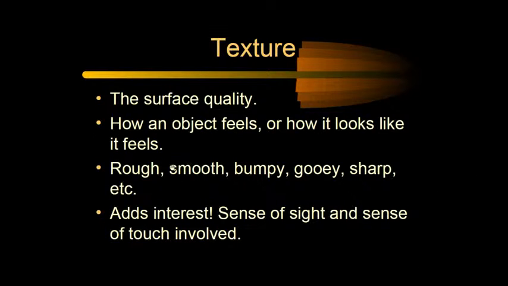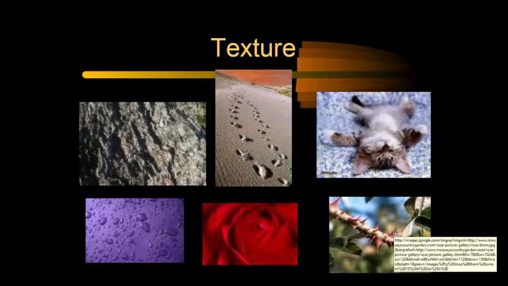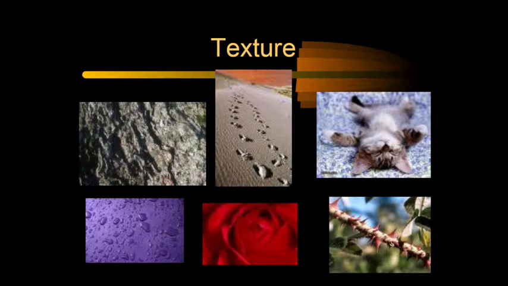Texture you already know about. We have rough texture, smooth texture, bumpy, gooey, sharp, etc. So that whatever you're seeing, you can feel those also. Like you can feel the water here, softness of the rose, hardness or pain. You can feel when you see the thorns. You can feel soft when you see a kitten with fur. So these kinds of things here.